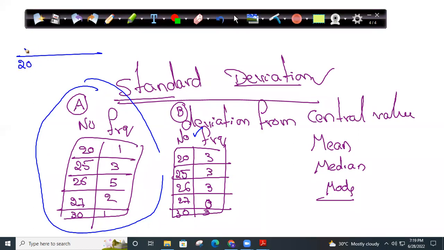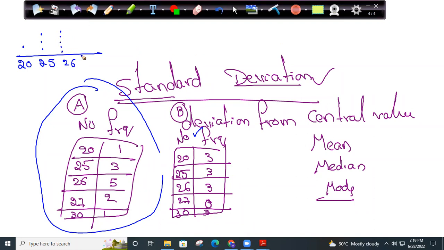Assume 20 has come once, 1 dot. 25 has come 3 times, 3 dots. 26 has 5 dots: 1, 2, 3, 1, 2, 3, 4, 5. 27 has 2 dots. 30 has 1 dot. Now take this table B. 20 has 3 dots. 25 has 3 dots. 26 has 3 dots, means it came 3 times. 27, 0 times. 30 again 3 dots.